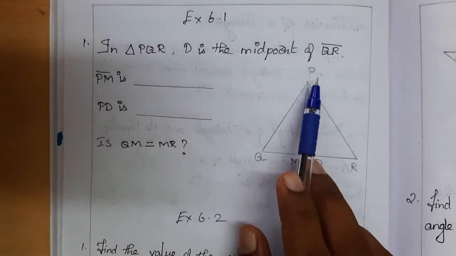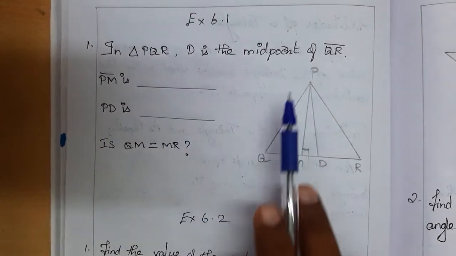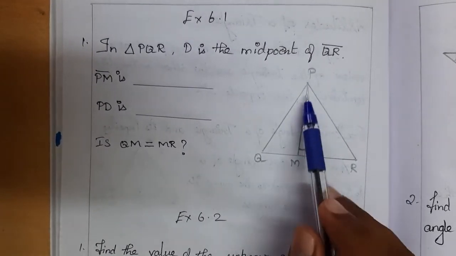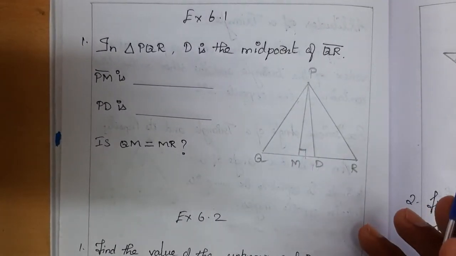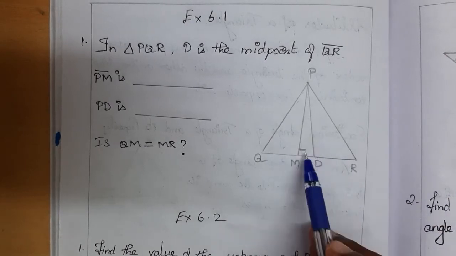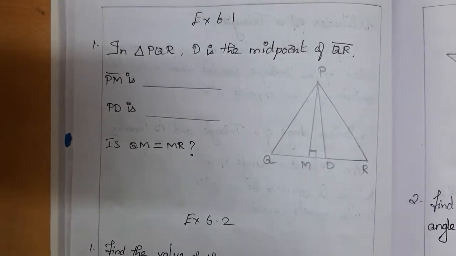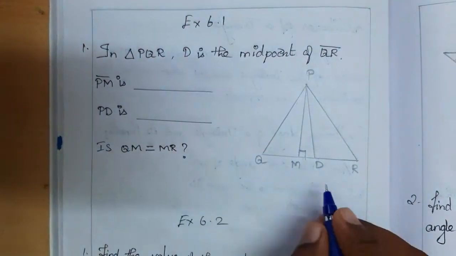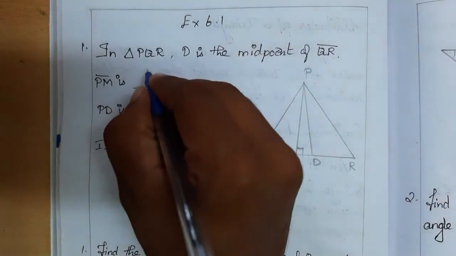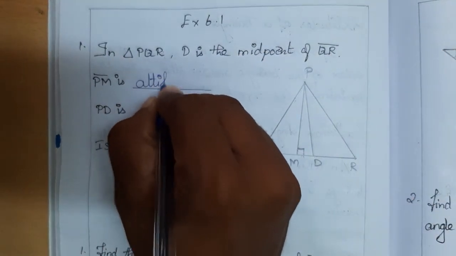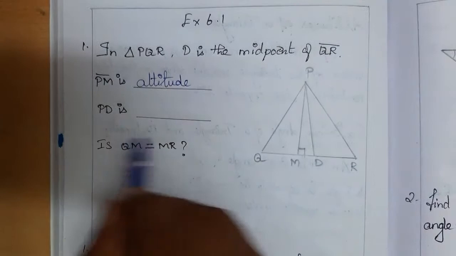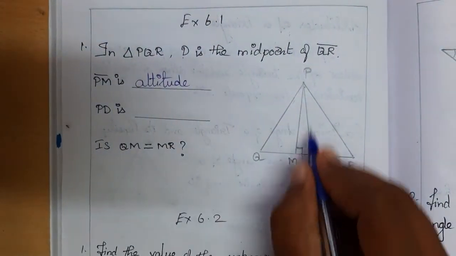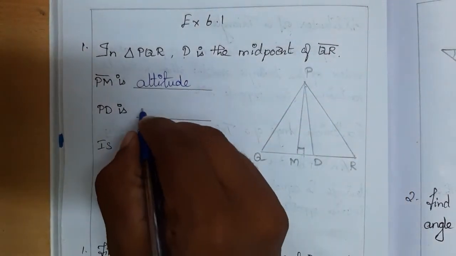So here we go for the exercise problem. In triangle PQR, D is the midpoint of QR. Then we know that if it's a midpoint, the line to it will be the median, right? And the one which makes a 90 degree perpendicular is an altitude. So what is PM? PM is the altitude, since it makes a perpendicular 90 degrees. And PD is a median, since it is given in the question that D is a midpoint. The line joining the midpoint and the opposite vertex is a median.